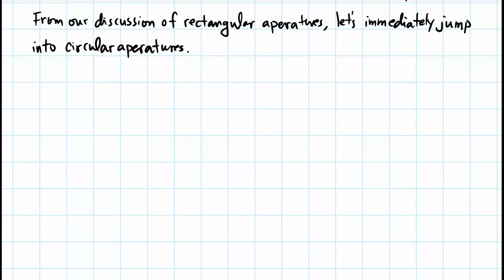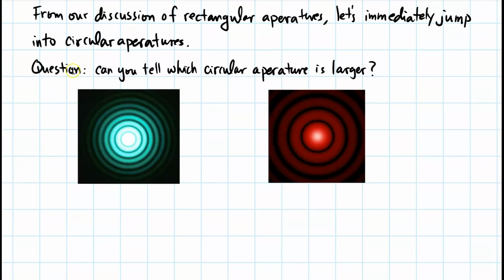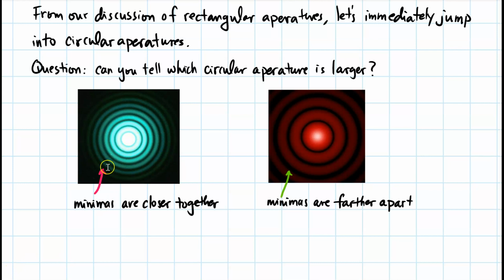From our discussion of rectangular apertures, let's immediately jump into circular apertures since they operate the same way. Question: can you tell which circular aperture is larger? The one on the left, or the one on the right? If I look at this pattern here, note that the minima appear to be closer together. These appear to be farther apart. There are more of them here, fewer of them there.